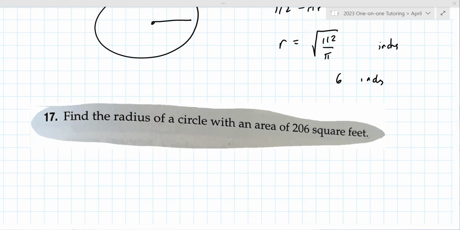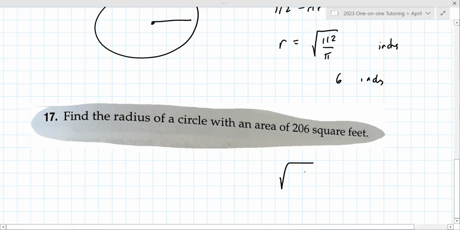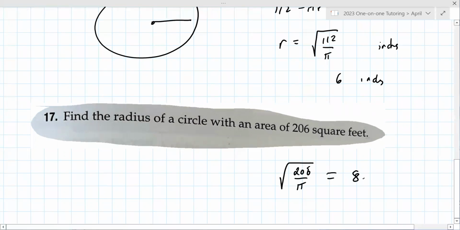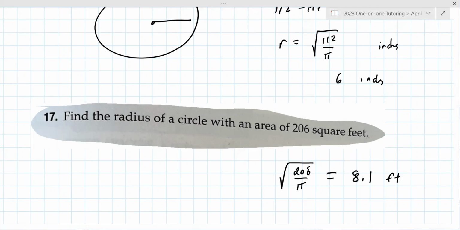Sorry, just a moment here. I was looking ahead here at your problems. You said 8.1? 9.1. So this one, did you do the square root of 206 over pi? Why do we have different answers? Oh, I put 260. Okay. Yeah, this one is 8.1 feet. I probably said this to you already, but on a test or quiz, always good to do the calculations twice. Maybe not right there, but do them back to back.